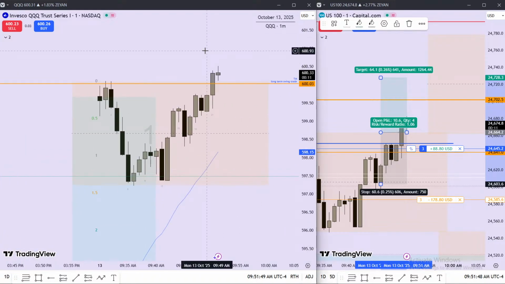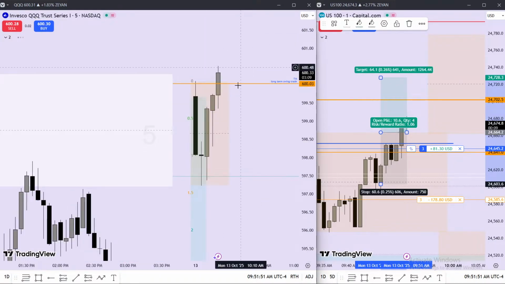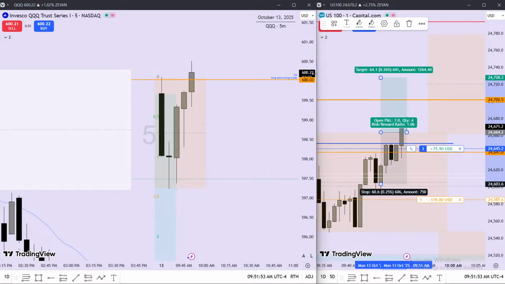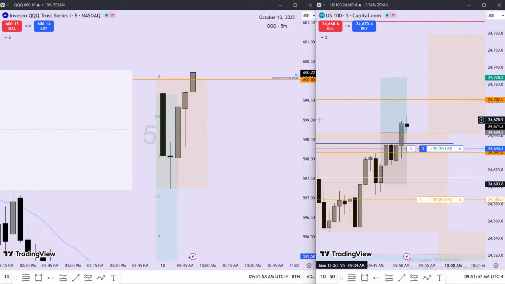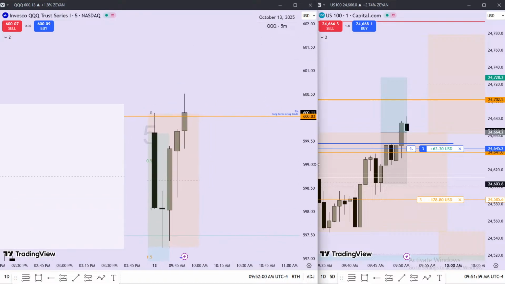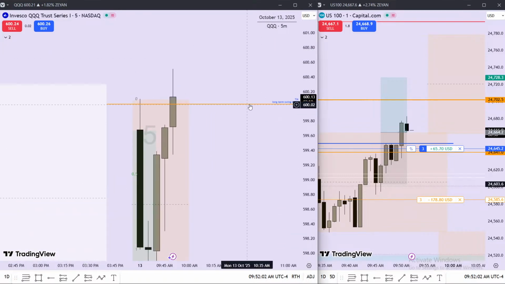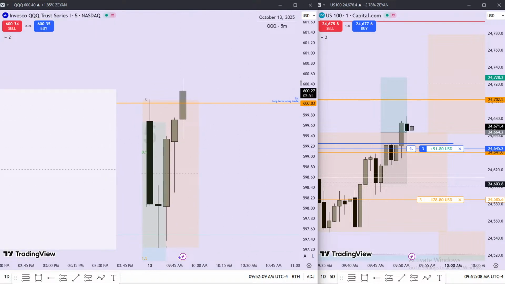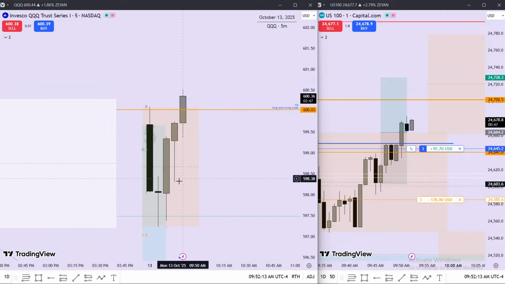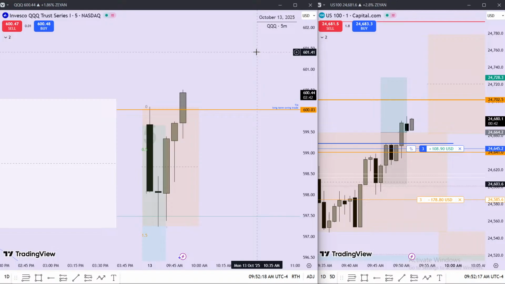Bulls need to close above this yellow line within the next basically 3 minutes. If we get a closing above this yellow line, we have a lot of confluences. The first confluence will be a 3 bar micro channel. We will get some sort of a second leg out of this 3 bar micro channel.